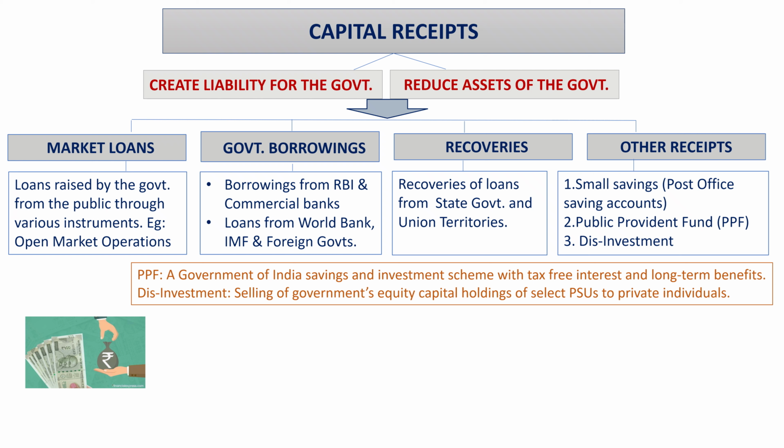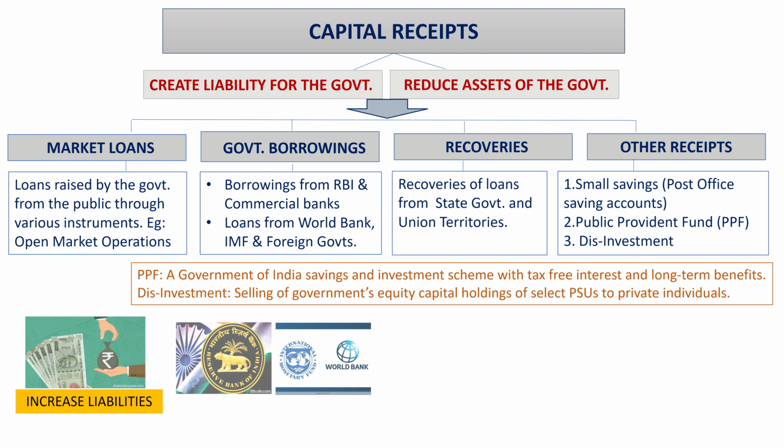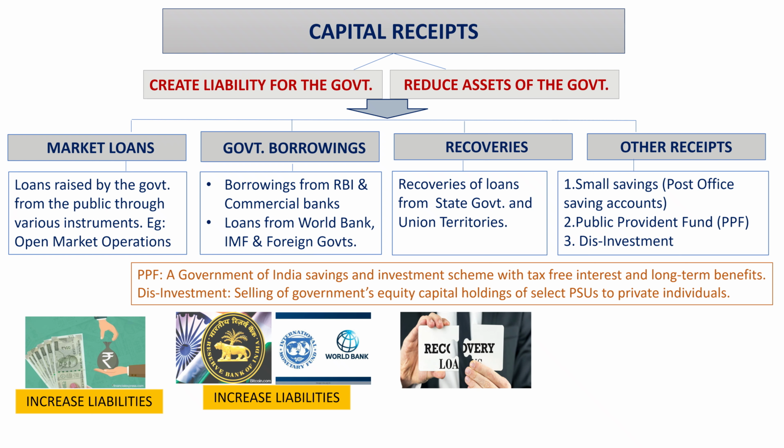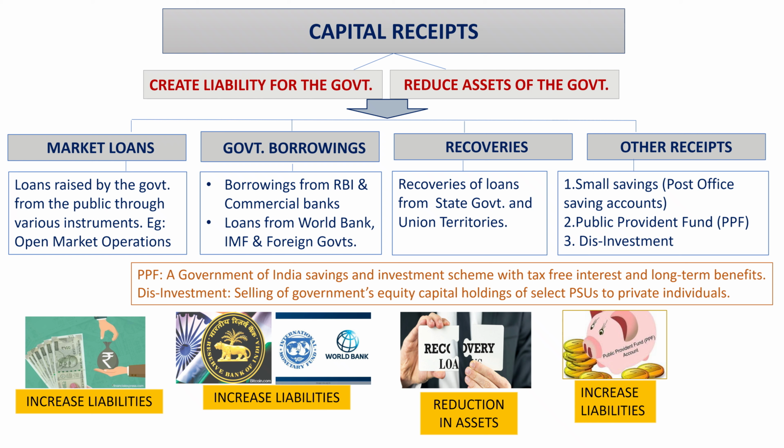Now let's see the reasons why all these categories are capital receipts. First, market loans are capital receipts because they increase the liabilities of the government. Government borrowings also increase the liabilities of the government. Recoveries lead to reduction in the assets of the government, the financial assets of the government on which they were earning an interest income. Public Provident Fund increases the liabilities of the government, and disinvestment reduces the assets of the government and are therefore a part of capital receipts.